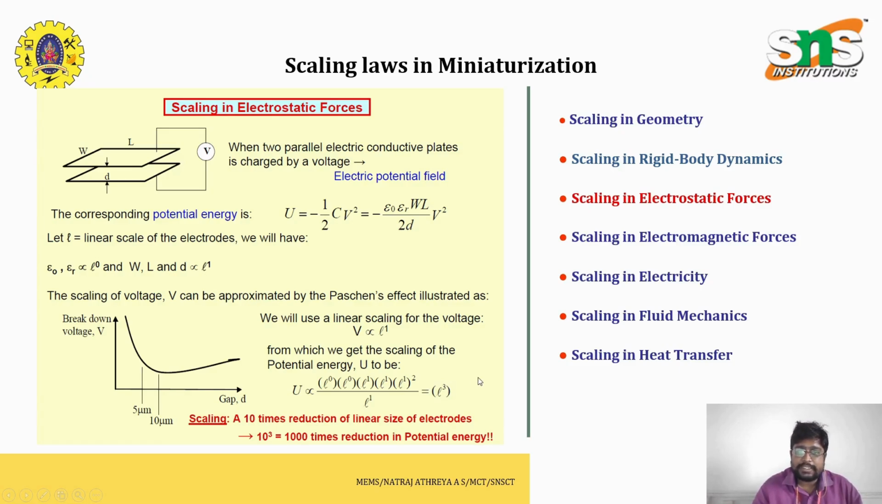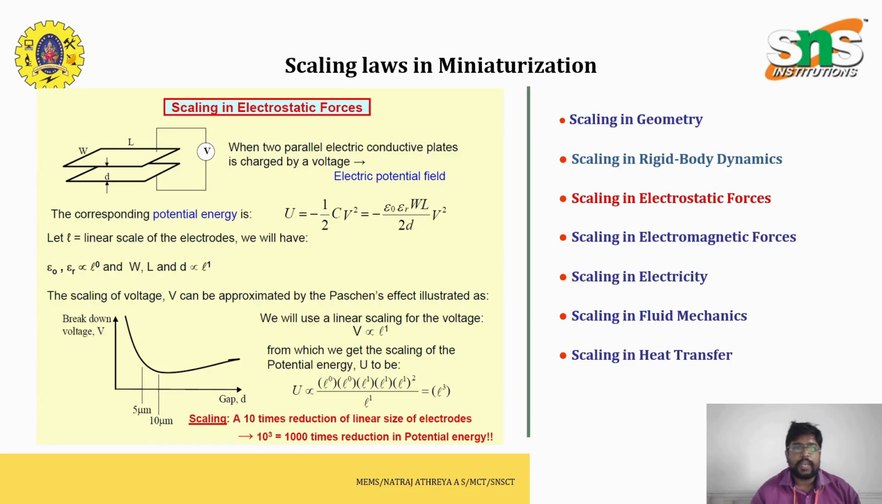What happens here is that with a 10 times reduction of the linear size of electrodes, with the electrode size reduced by a factor of 10, you can see that 10 power 3 equals a 1000 times reduction in potential energy. So the potential energy reduces by a factor of 1000. Okay, this is where we use the electrostatic forces.